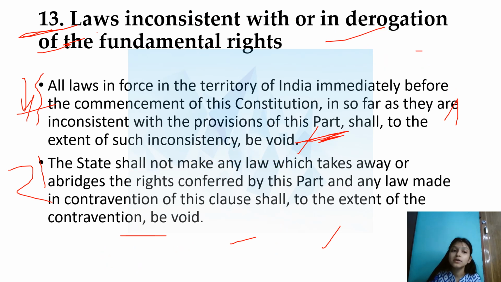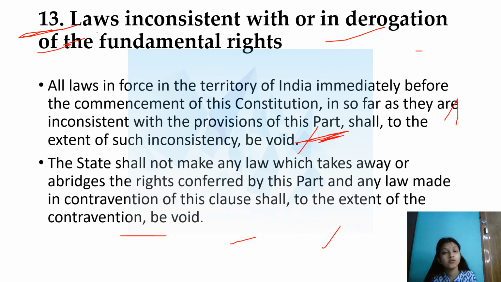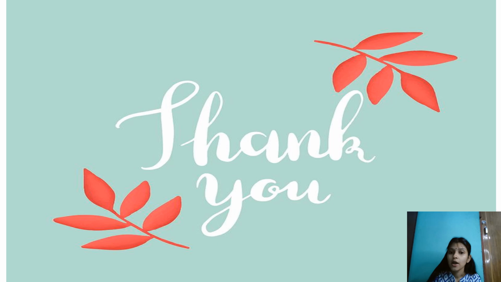Clause 1 basically deals with the pre-constitutional laws made by the Britishers, and clause 2 says that the State is prohibited from making any kind of law which will be derogatory to fundamental rights and which will prevent us from enjoying the fundamental rights. So these two clauses deal with the fundamental rights, or Part 3 of the Indian Constitution. This is the language the Bare Act used, which I have tried to explain in simple language. So that's all for today. Thank you for watching the video.